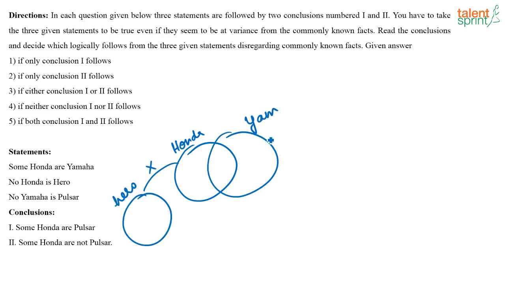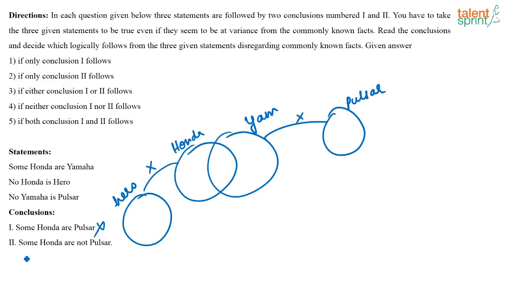No Yamaha is Pulsar. So what are the conclusions that you have? Some Honda are Pulsar. It's not a definite conclusion, right? Some Honda can be Pulsar, it cannot be. By looking at the basic diagram, you cannot conclude that. So some Honda are Pulsar does not follow.